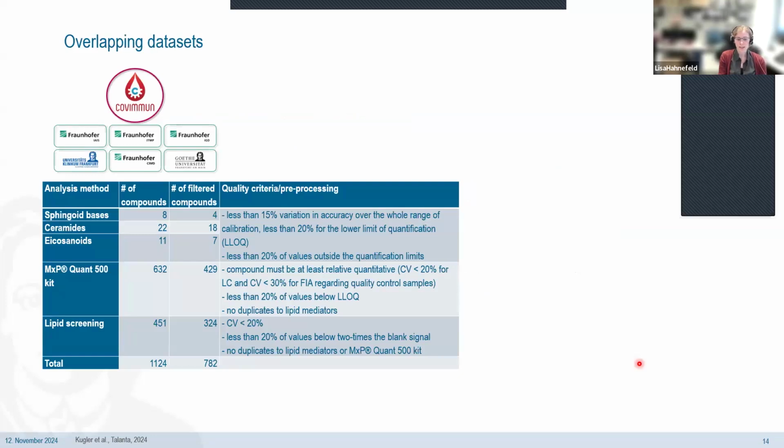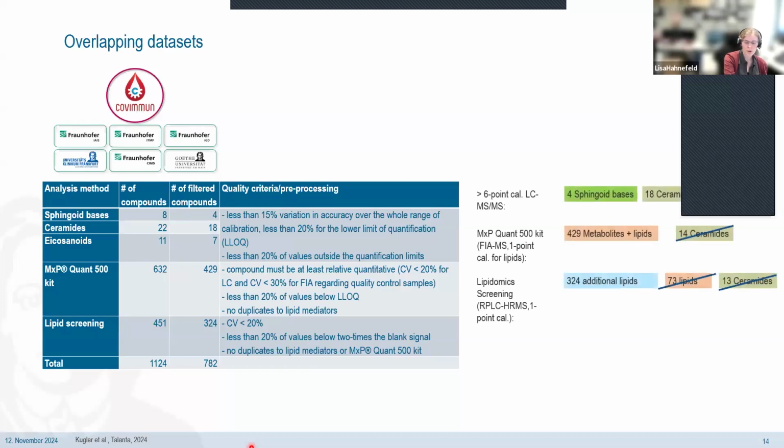In this case, we have an example of one of our COVID studies where we used the MxP Quant 500 kit, but we also complemented it with LC-MS analysis of some lipid mediators and our own HRMS screening method. At first, this might sound redundant, but actually those assays complemented each other. But of course, we had several duplications in compounds, and how do you address them? The first point is, of course, always to try to match the nomenclature so that you actually catch it if there is a duplicate compound.